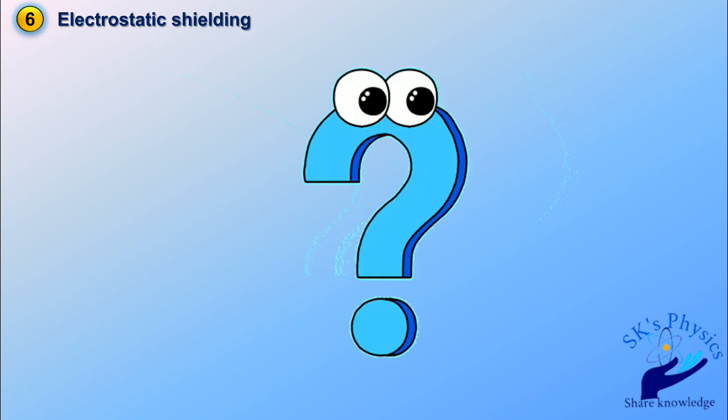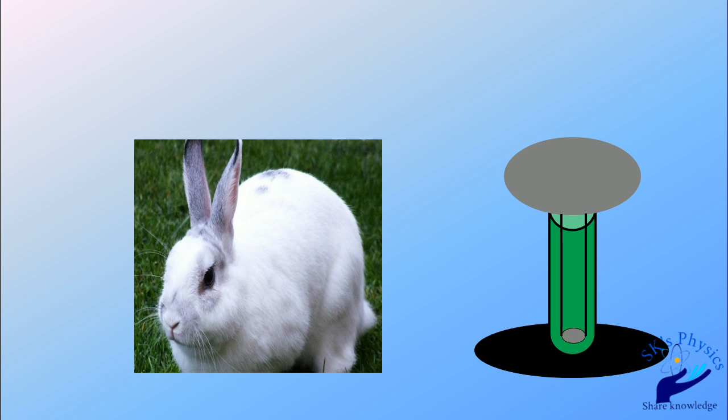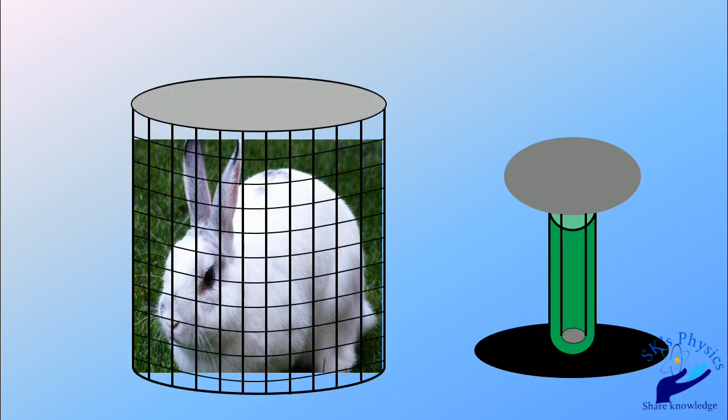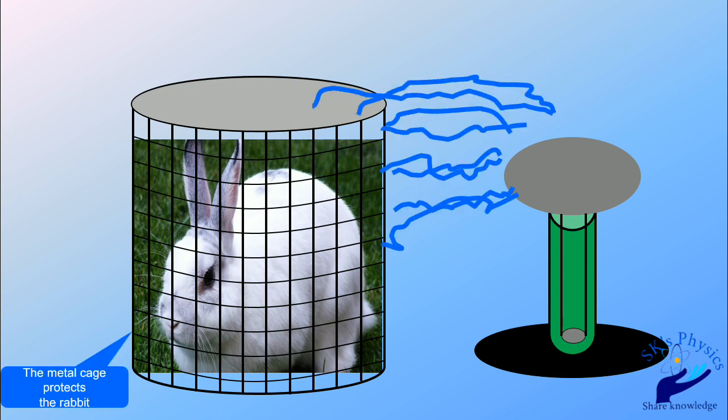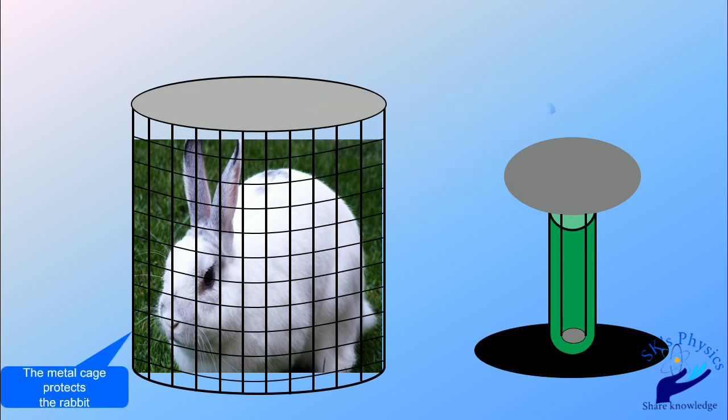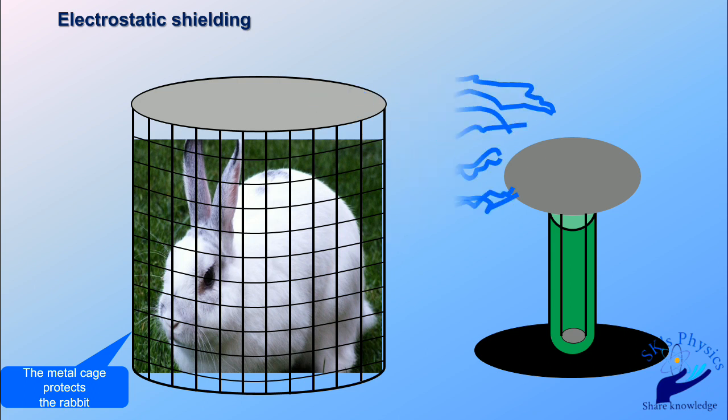Sixth result, electrostatic shielding. What is electrostatic shielding? Here a rabbit and an electric source. If the rabbit is in a metal cage, the metal cage protects the rabbit from electric effect. That means the cage is acting as a shield, that is electrostatic shielding. And the rabbit is unharmed, so we protect the rabbit.